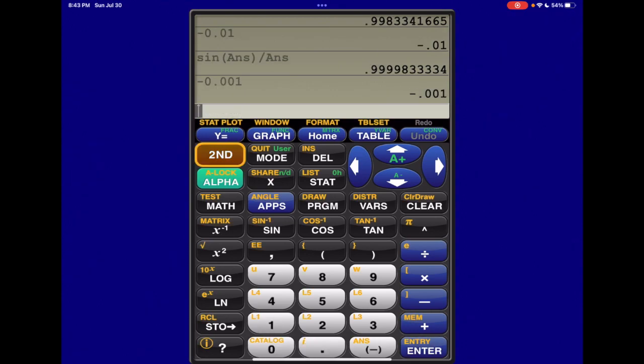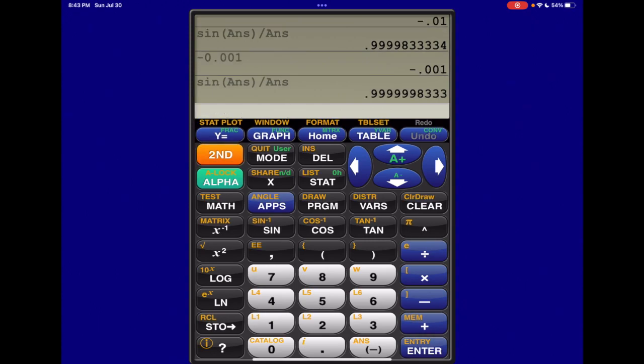So negative 0.001, store that, plug that in to the function. Now we get so many 9s that if I round that to 5 decimal places, let's see, we have 99999 followed by 9. So that would actually round to 1.